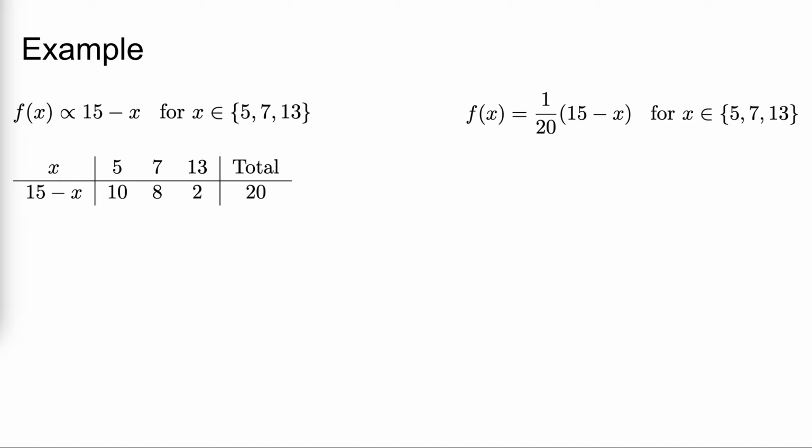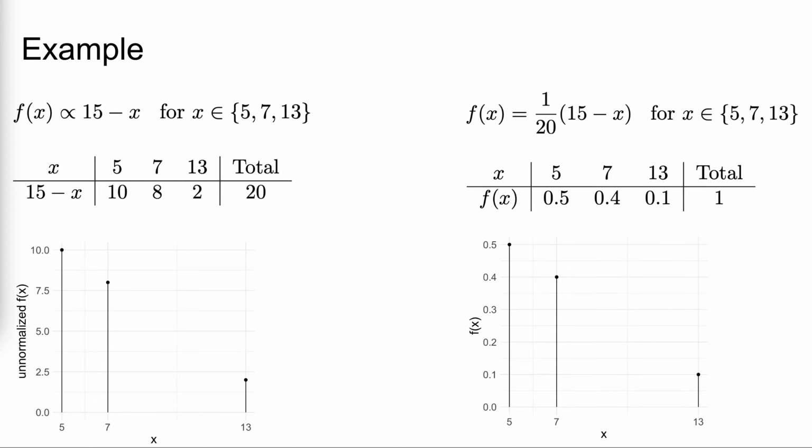Though this unnormalized PMF tells us everything we need to know about the relative plausibility of x outcomes, we can also normalize it if we want more specific information. For example, exact probability calculations. To this end, we can divide our unnormalized formula by its sum of 20. To convince ourselves that 1 out of 20 is indeed a valid normalizing constant, check out the resulting PMF table. Indeed, the normalized probabilities sum to 1, while also preserving the relative plausibility of x being 5, 7, or 13.